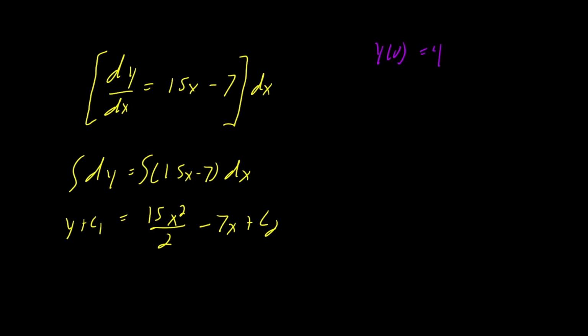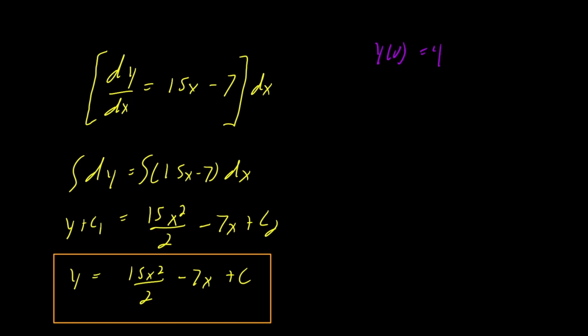Now, we can actually do something with the constants. We don't really need them in this kind of setup. When we put two constants together, what ends up being the output? Turns out it's just another constant. So this is our general equation, but we're not quite done yet. We still have to find out what c really is.